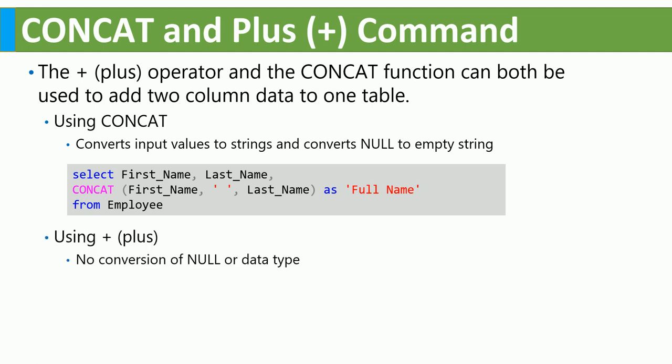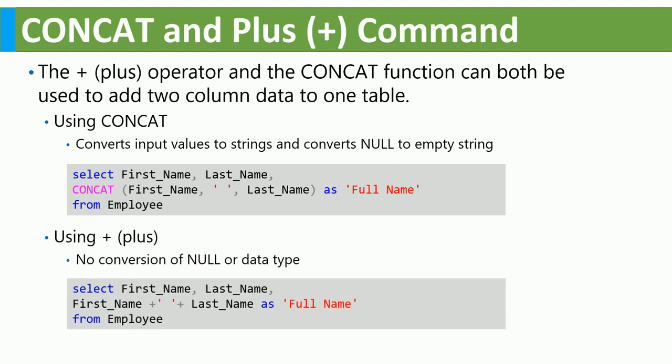In a similar way you can use the plus operator, but there is no conversion of null or data type. So if you are using the plus, it will not convert your data, but if you are using concat, it will convert your data as well. This is the syntax: first name plus a space, making a space in between the data, plus last name, and the output will come as full name.